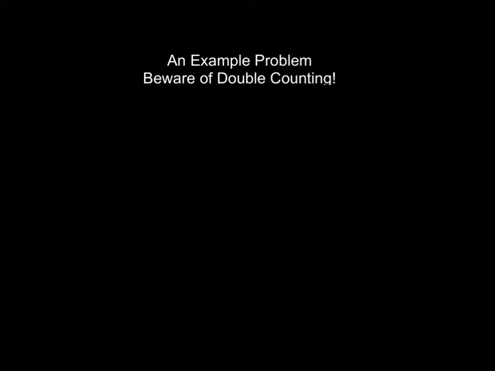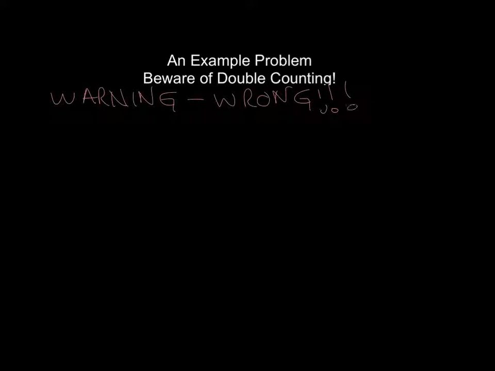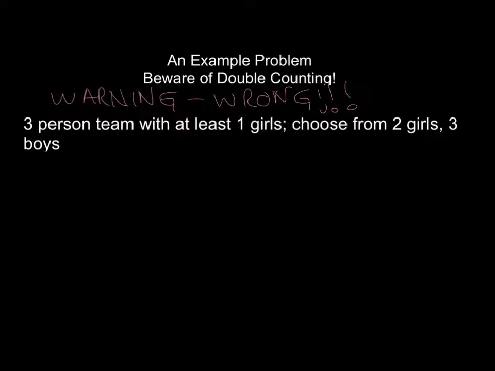So I'm always a little wary of showing this because I don't want to plant these wrong ideas. This is a wrong way. Basically, I'm going to illustrate double counting. I don't want to plant bad ideas in your head, but at the same time, it comes up often enough that I'm going to show you what's wrong. So again, we're looking at a 3-person team with at least 1 girl, and we're going to choose from 2 girls and 3 boys.